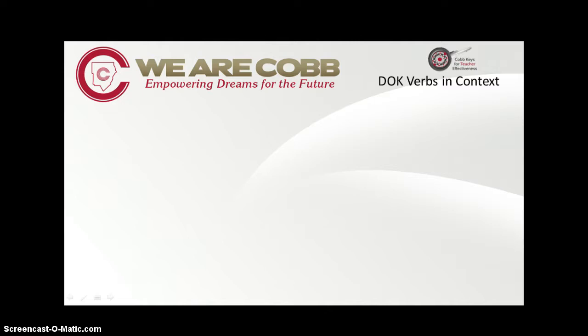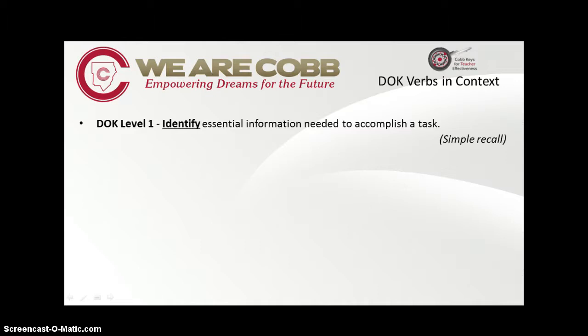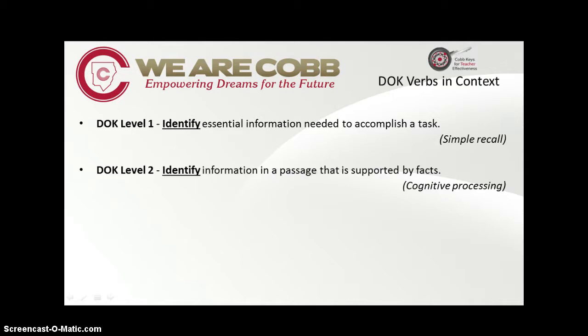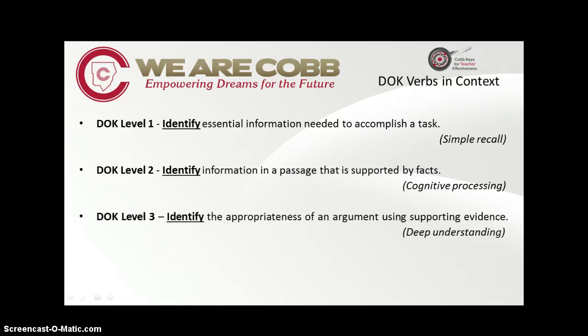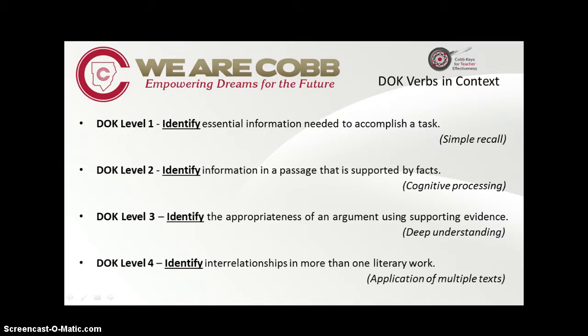Now let's try out using the idea of verbs in context. Here we'll try it with the verb identify used across all 4 DOK levels. At Level 1, it's to identify essential information needed to accomplish a task. At Level 2, information in a passage supported by facts. At 3, the appropriateness of an argument using supporting evidence. And finally, at 4, interrelationships in more than one literary work. You can see how that single verb is transformed when seen in context.